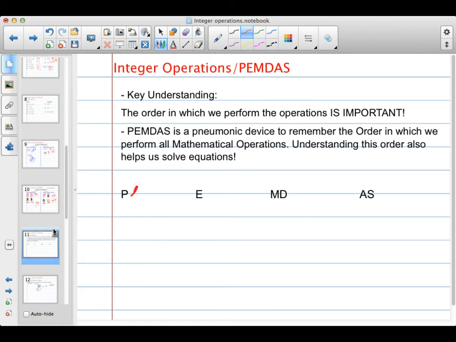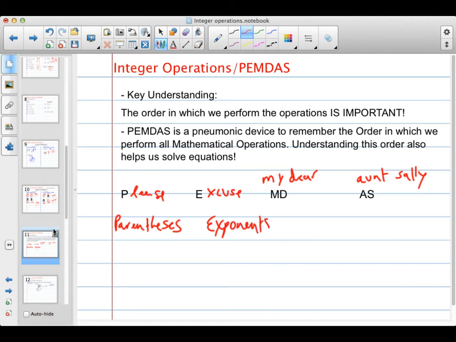The whole Please Excuse My Dear Aunt Sally stands for those 6 operations. P stands for parentheses. Anything that's in the parentheses, we're going to try and do first. E stands for exponents. After the parentheses, we'll take care of any exponents and simplify them down to their numeric value.